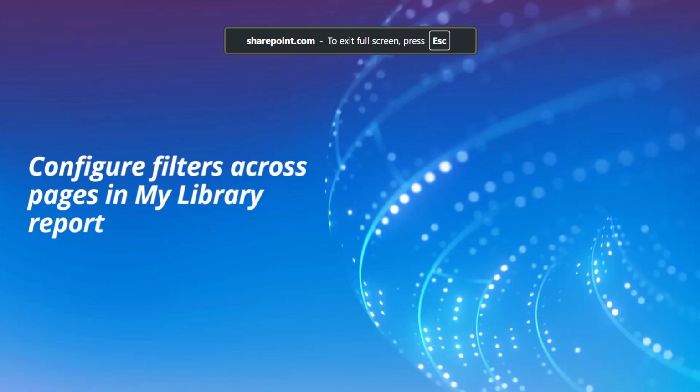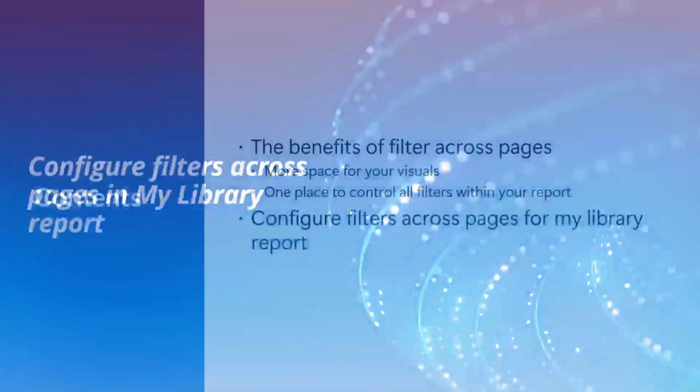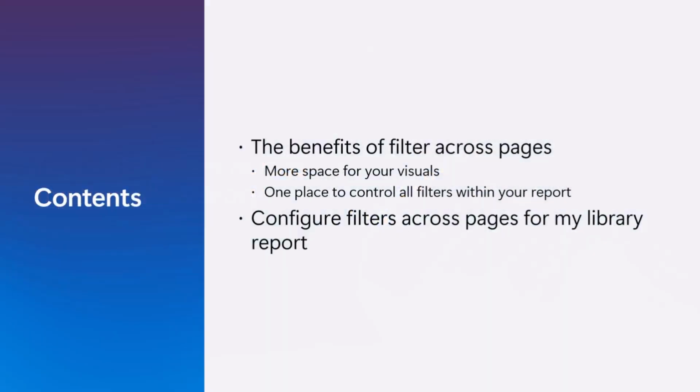In this video, we are going to be configuring filters so they can work across multiple pages in the My Library report. The benefits of having filters across pages is you've got more space on any page for your visuals, and you've got one place to control all the filters within your report. So in this video, we're going to be configuring and building filters across the pages in your report.